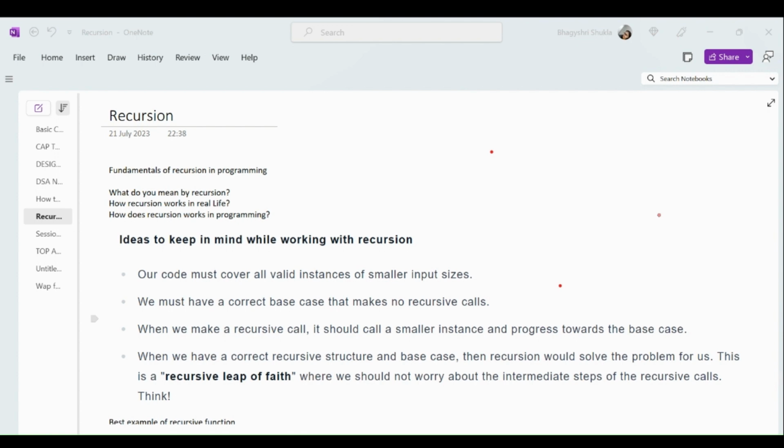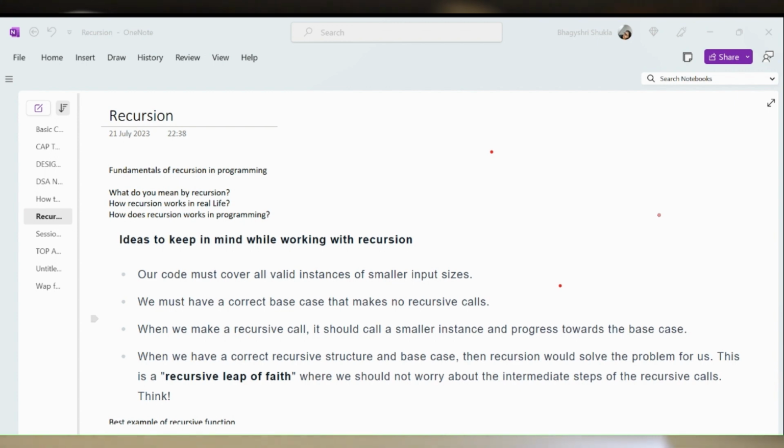Today we will discuss the fundamentals of recursion and why we use recursion in programming, or I can say DSA and algorithms. I will cover everything from the basics to where we use it, what is the application of recursion. So let's start on that.